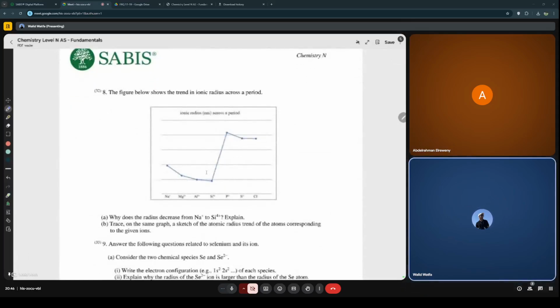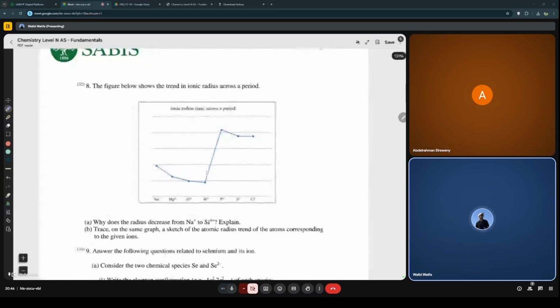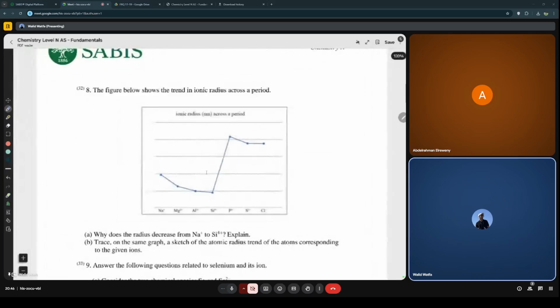Okay, the figure below shows the trend in ionic radius across a period. Why does the radius decrease from Na plus to Si4 plus? So the first thing I always tell you, Abdelrahman, is when comparing ionic radius, you check whether these ions are what?